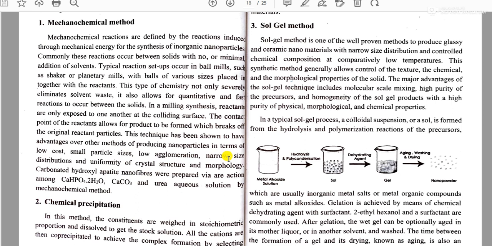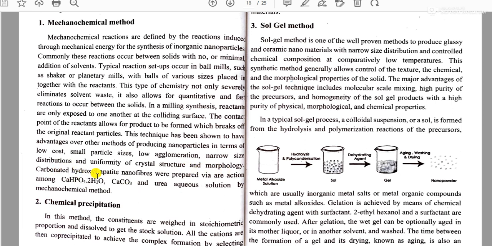So narrow size distribution means the particle sizes will be in a range of, for example, 10 to 50 nanometer, but it will not be within the range of 10 to 500 nanometer. So the distribution of size range will be narrow. And uniformity of crystal structure and morphology.